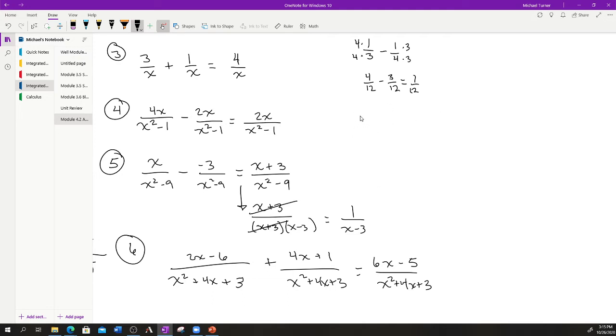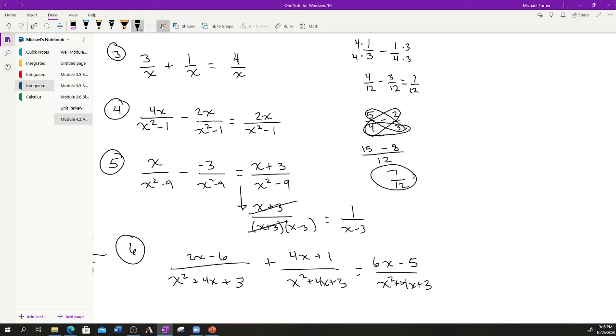You can do this also by using the butterfly method. So 5 over 4 minus 2/3. You do 5 times 3 minus 4 times 2 over 4 times 3. 15 minus 8 gives you 7 over 12. Either of those methods is acceptable. Sometimes it's easier to do one rather than the other.